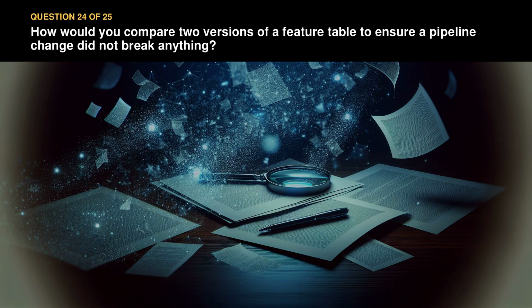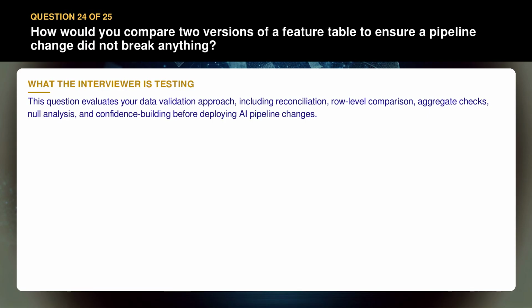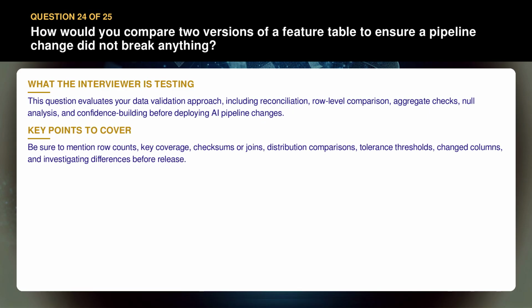Question 24. How would you compare two versions of a feature table to ensure a pipeline change did not break anything? This question evaluates your data validation approach, including reconciliation, row-level comparison, aggregate checks, null analysis, and confidence building before deploying AI pipeline changes. Be sure to mention row counts, key coverage, checksums or joins, distribution comparisons, tolerance thresholds, changed columns, and investigating differences before release.